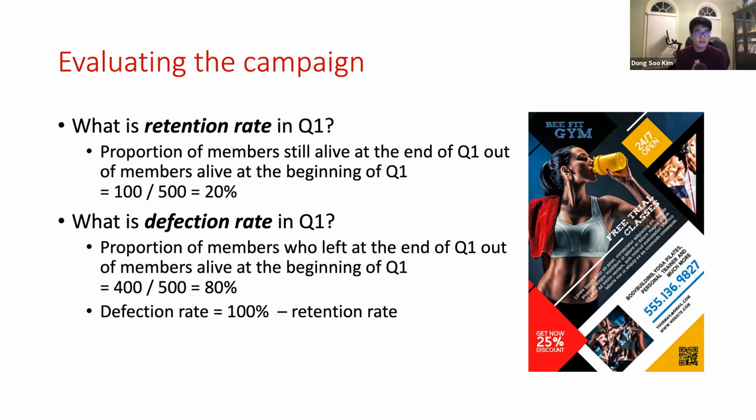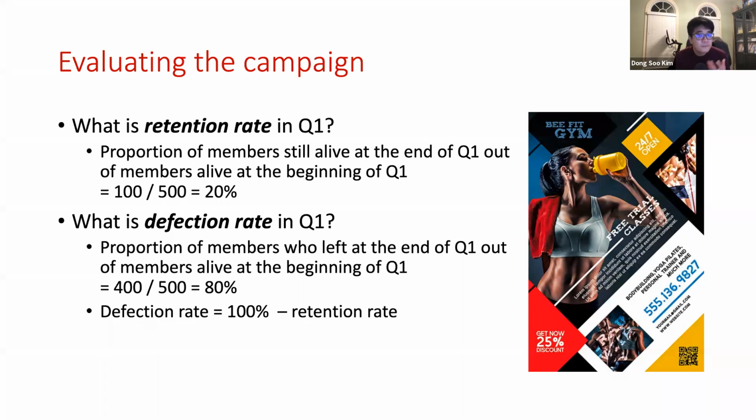First, retention rate. It focuses on the members still alive. At the beginning, there had been 500 new members, but only 100 members were still there 3 months later. That is 100 divided by 500. So only 20% of members are still alive. This is the retention rate for the first 3 months.